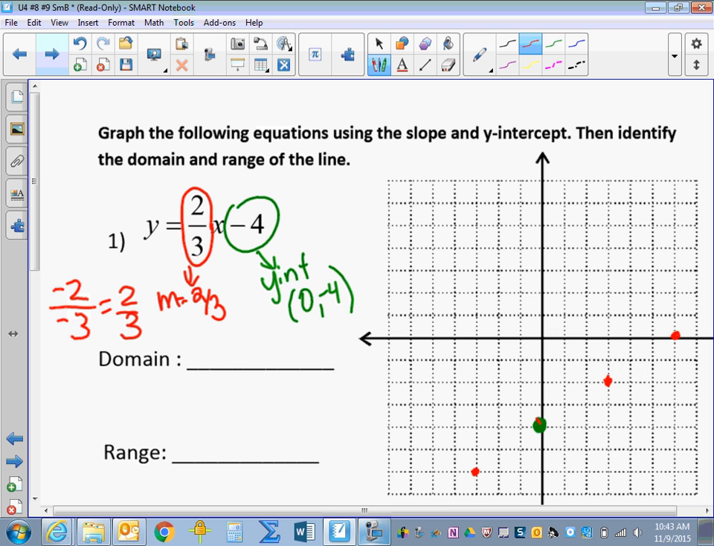All right, so here's our line. We can go and connect our dots. Put your arrows on the end. And here's your graph. So much easier than having to find each individual point.